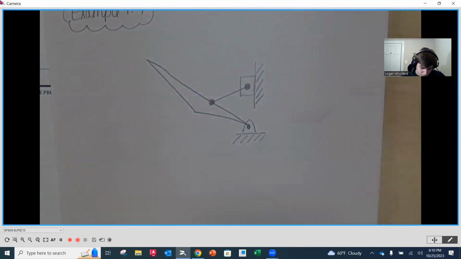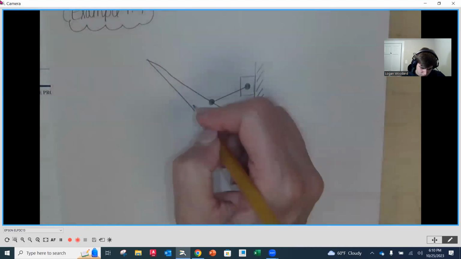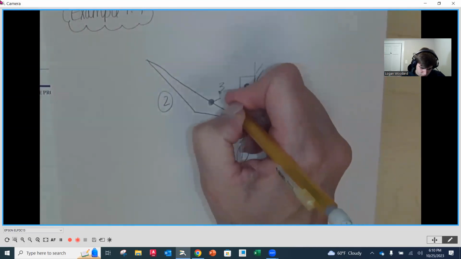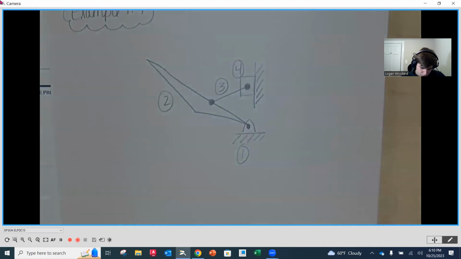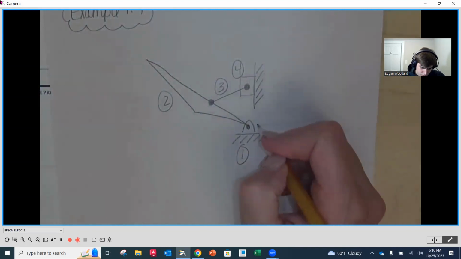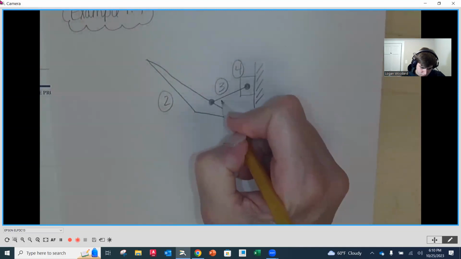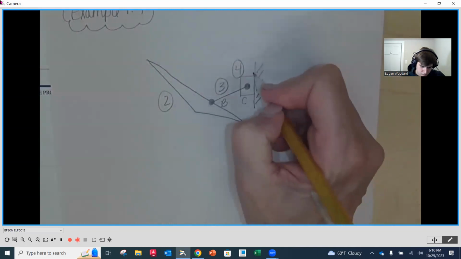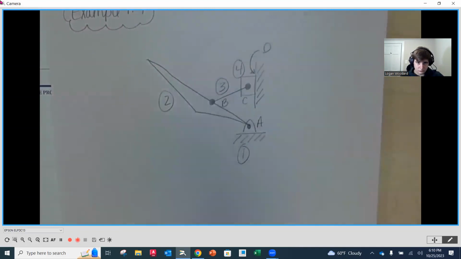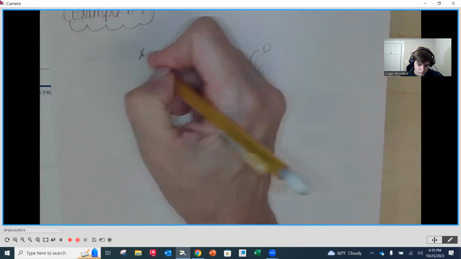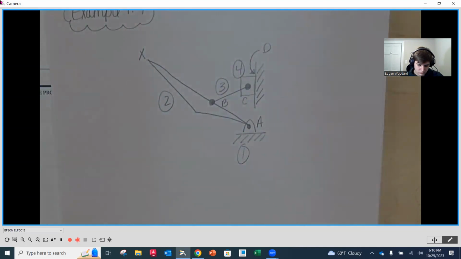Good. Then I'm going to add my labels. My frame is going to be number 1. I'm going to call the handle number 2, that connecting rod number 3, and my slider number 4. Okay. And then joints. A. I'm going to sneak B in here. C is here, and then we'll call that sliding joint D. Okay. And then we would have a special interest point X up at the end of that handle. So how does this look to you guys? Any questions on the kinematic diagram?